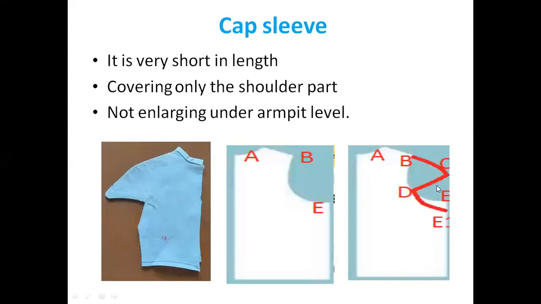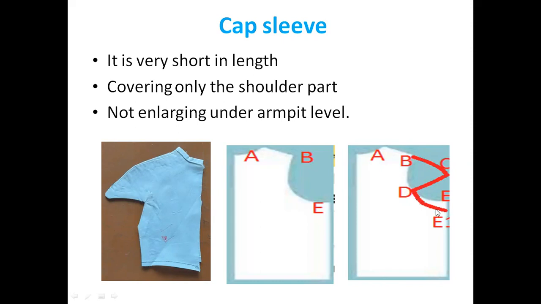Then the last sleeve is cap sleeve. It is a very short sleeve. It usually covers the shoulder portion alone, not extending under the armpit level. So you have to take a basic bodice. You have to extend it still a little, that is half to 1 inch. Then you have to make a point D on the arm bone BC. You have to take the midpoint, that is D. Then you have to join C with D. Then you have to make a point 1/4 inch below E, that is E2. Then you have to join it with D.